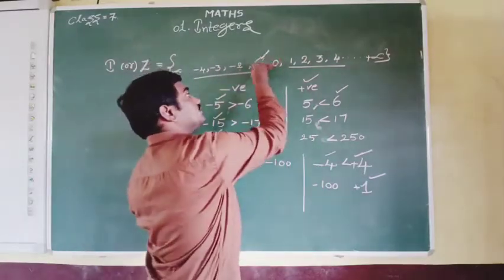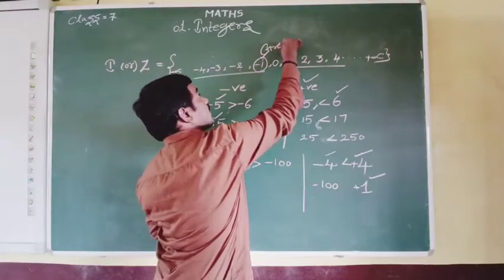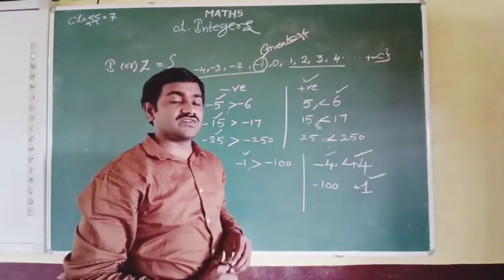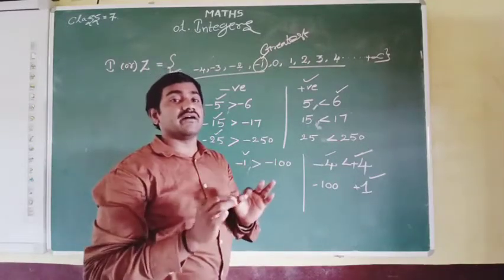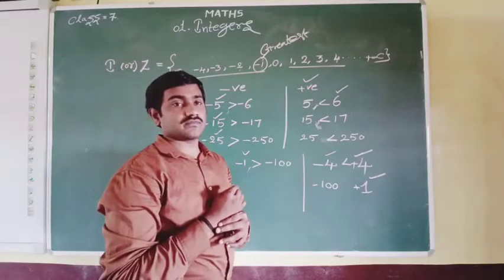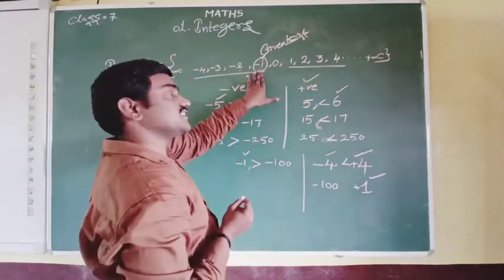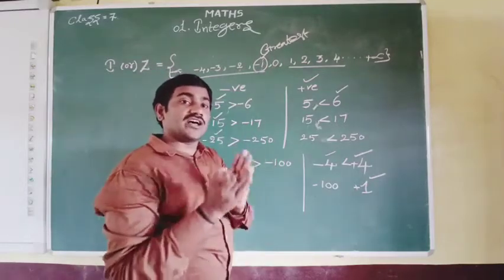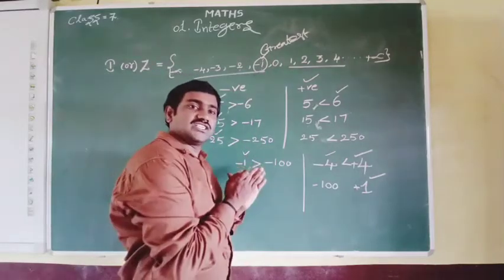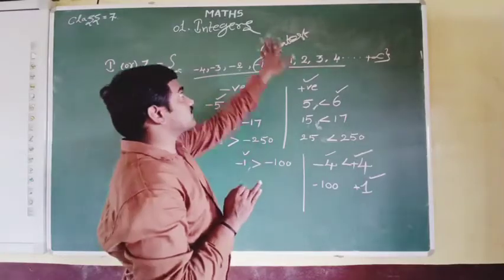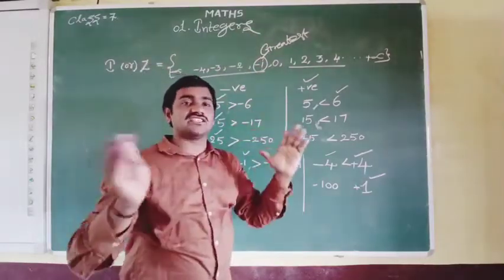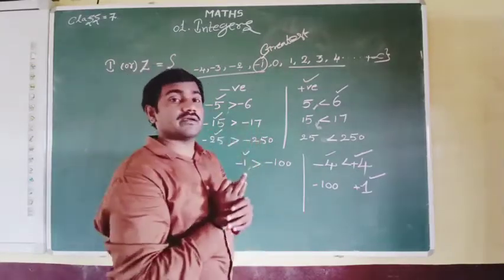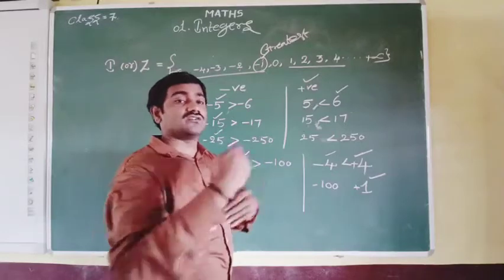And in negative numbers, minus 1 is the greatest number. Minus 1 is the greatest number in negative integers. Here are the positive integers, here are the negative integers, and here it is 0. The set of positive integers, negative integers and 0 is known as the complete set of integers. This is a bigger collection of integers.